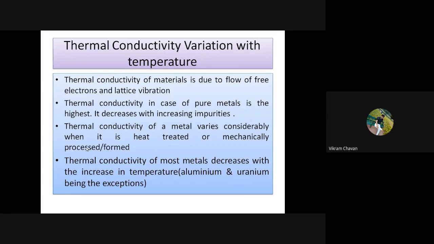So free electrons are available in metals, and free electrons are not available in non-metals. So metals are good conductors of heat and non-metals are bad conductors of heat, or good insulators. Okay, so why is it happening? Because of free electrons, and free electrons help to transfer the maximum amount of heat.